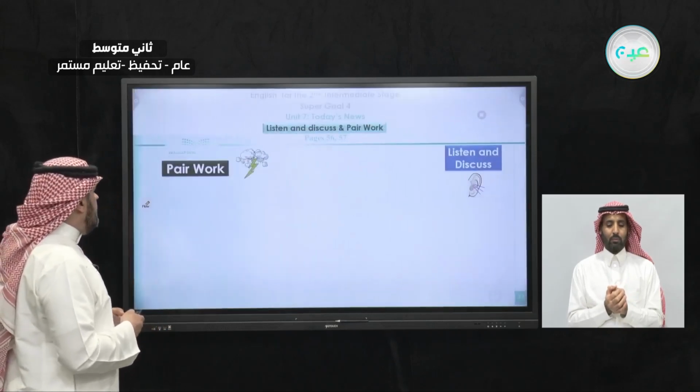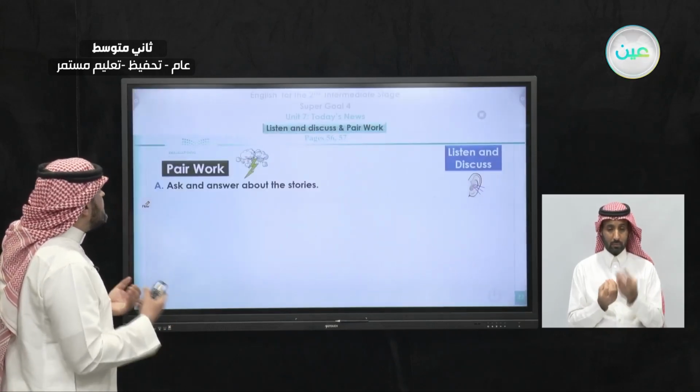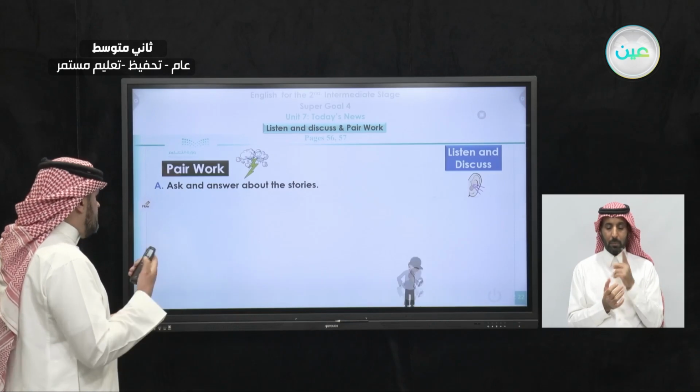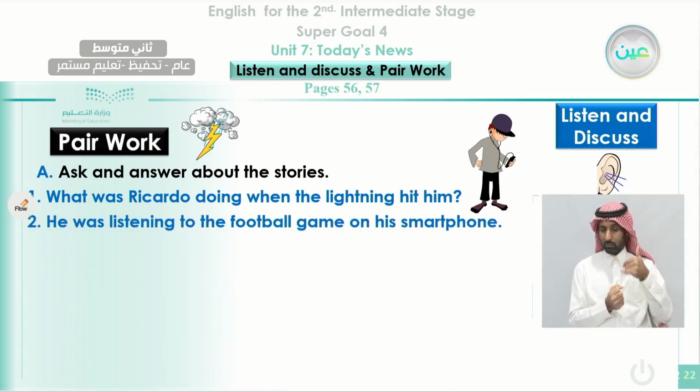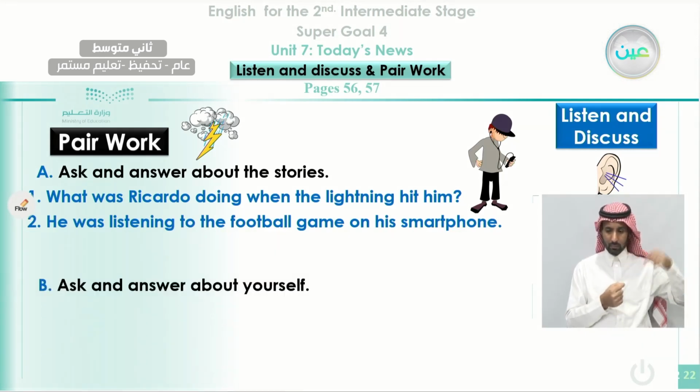Okay, in the pair work here, you need to ask and answer about the stories that we have read. What was Ricardo doing when the lightning hit him? Here we are talking about two events that happened in the past, but one of them was continuous in the past, but the other one happened at once. Okay, what was he doing? He was listening to the football game on the smartphone.